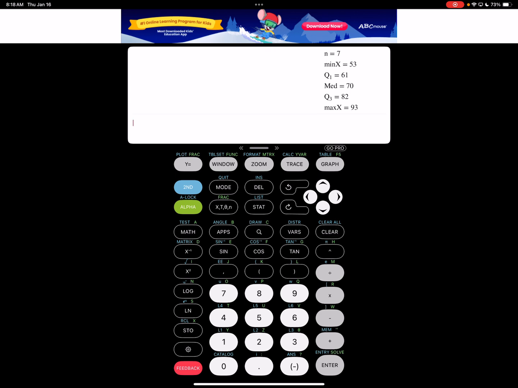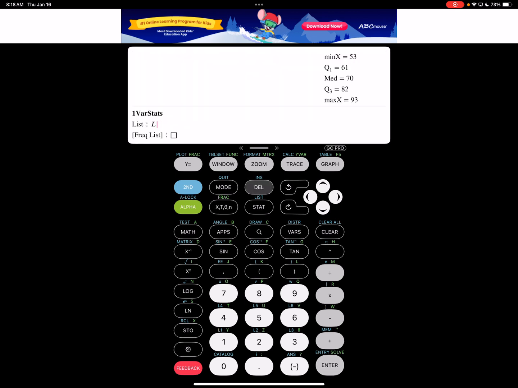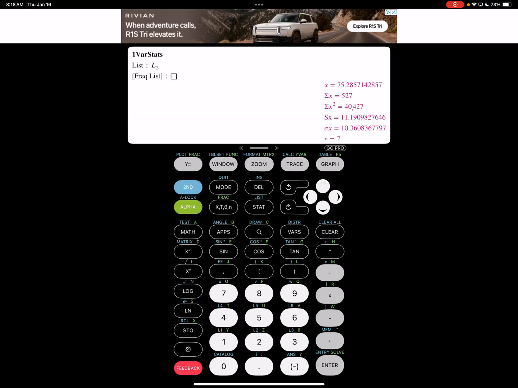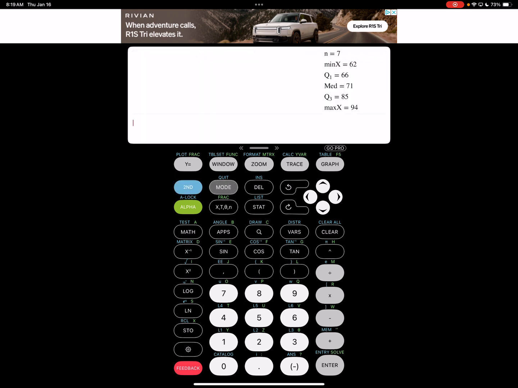Oh, I'm struggling today, y'all. Try again. I'm going to make that second 2, which is L2. Hit enter, and you can see right there, X bar 75.285, which I put 75.29, and then S sub X is 11.19. Everybody see that? Okay, so that's how you can get your mean and standard deviation. You just go to stat, arrow over to calc, and do one variable statistics, and change it from L1 to L2, L3, whatever. Okay? All right, second mode.